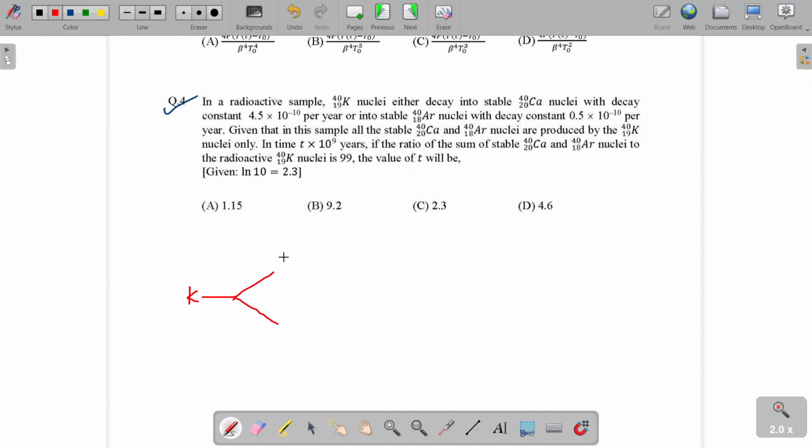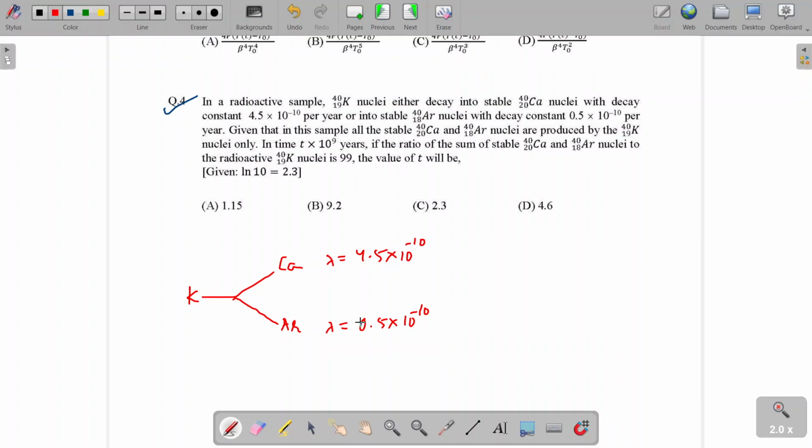One of them is calcium. The disintegration constant there is 4.5 into 10 to the power minus 10. The other being argon. Its disintegration constant is 0.5 into 10 to the power minus 10.